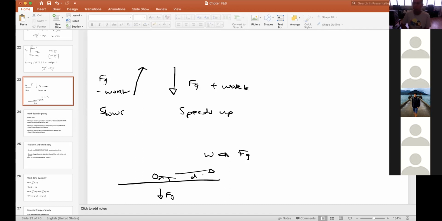Mathematically, how we describe that is the dot product and the change in kinetic energy. So I hope that all makes sense.